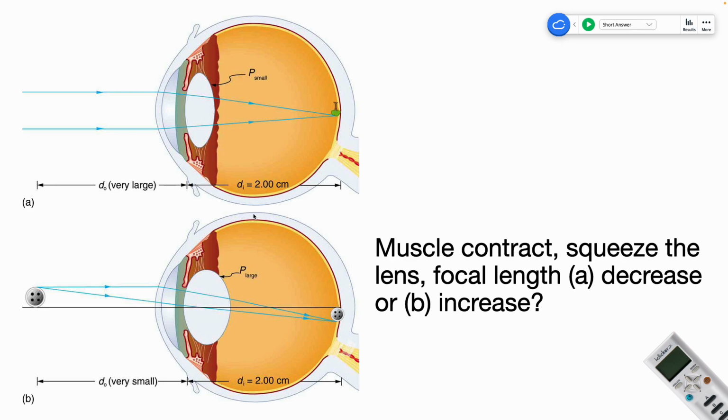When you are looking at something really close, your muscle needs to exert force to squeeze your lens so that you can have an image at the same location. Now let's guess: if you are squeezing your lens, making it a little bit fatter, and focusing the closer object onto your retina, is it making the focal length longer or shorter? Is it increasing or decreasing the focal length?